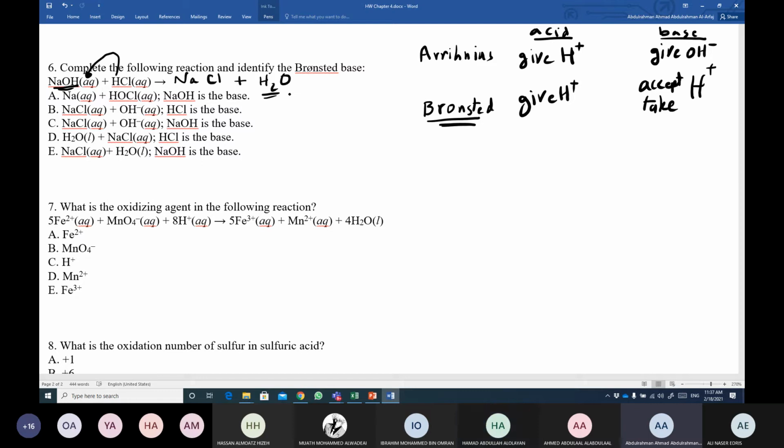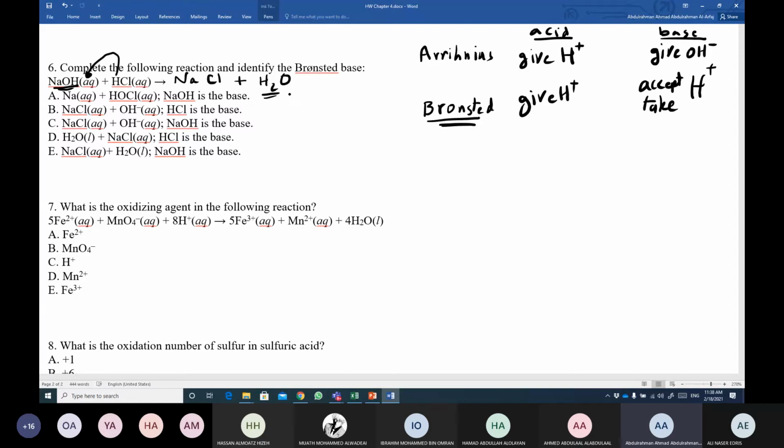Displacement, of course, is between metals. Oh, okay. I got confused because I thought that this was a displacement reaction. No, this is the acid-base reaction. You have to know the definition. This one is called acid-base reaction. Displacement is between metal and metal. Precipitation is between 2 ions that will precipitate. All of this is the name of the reaction.